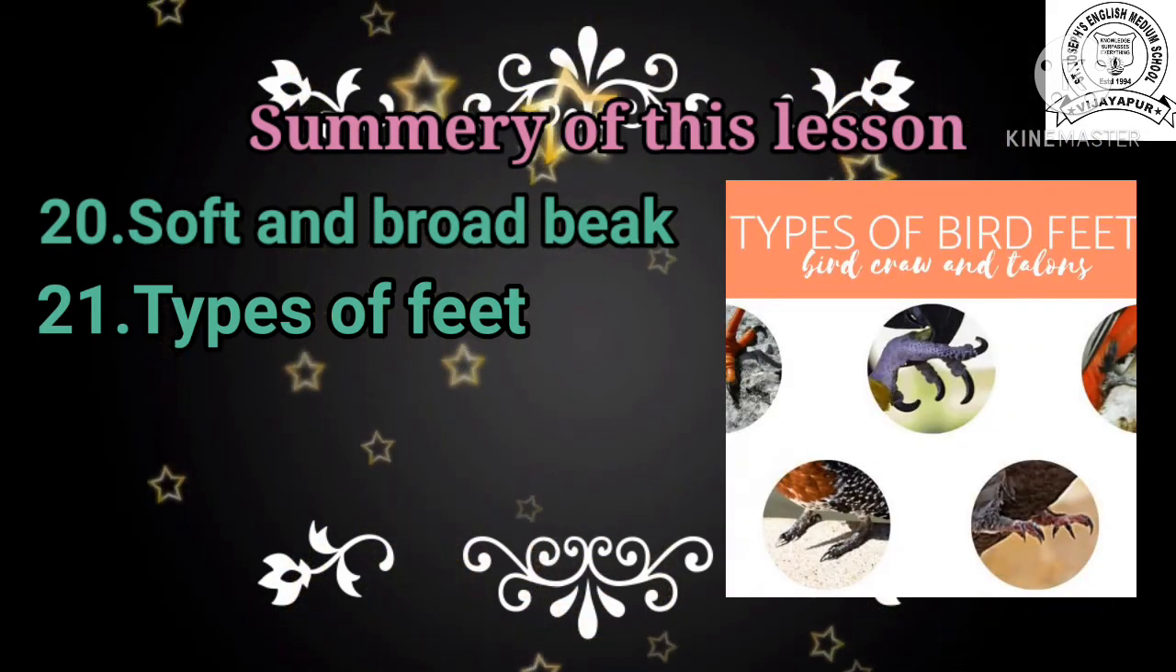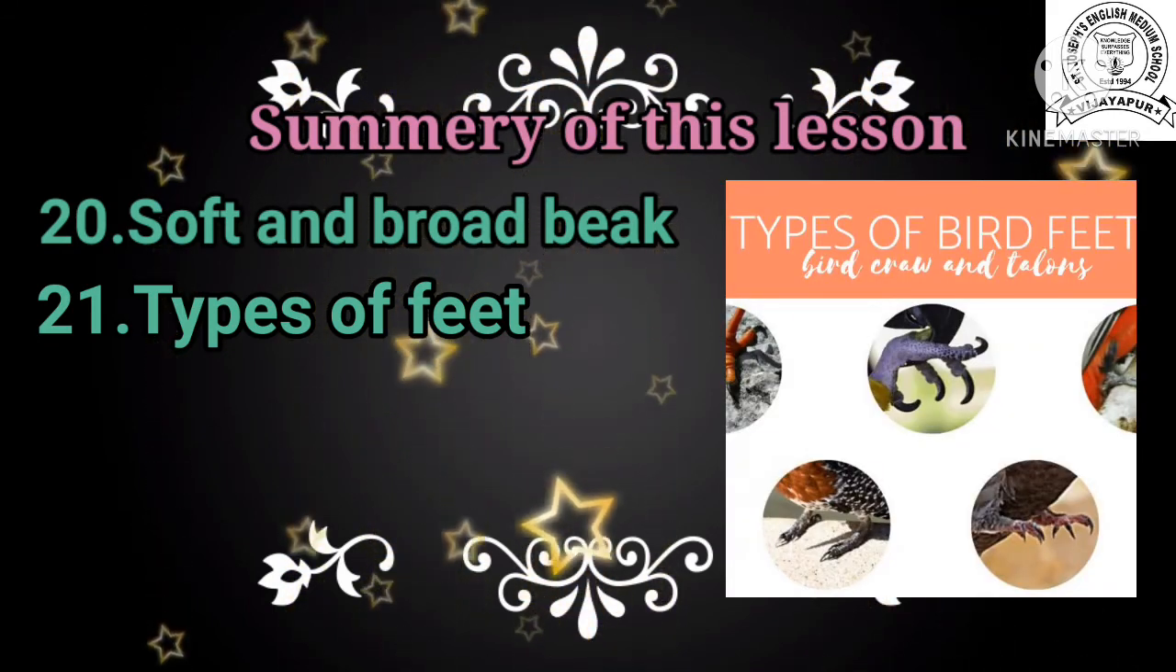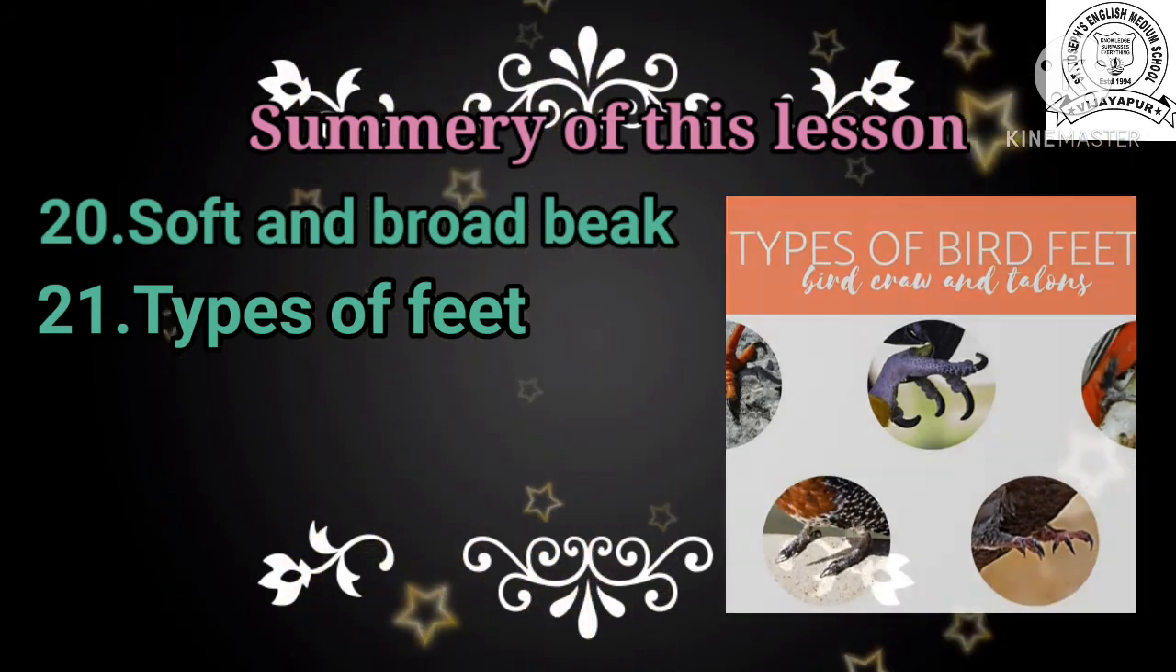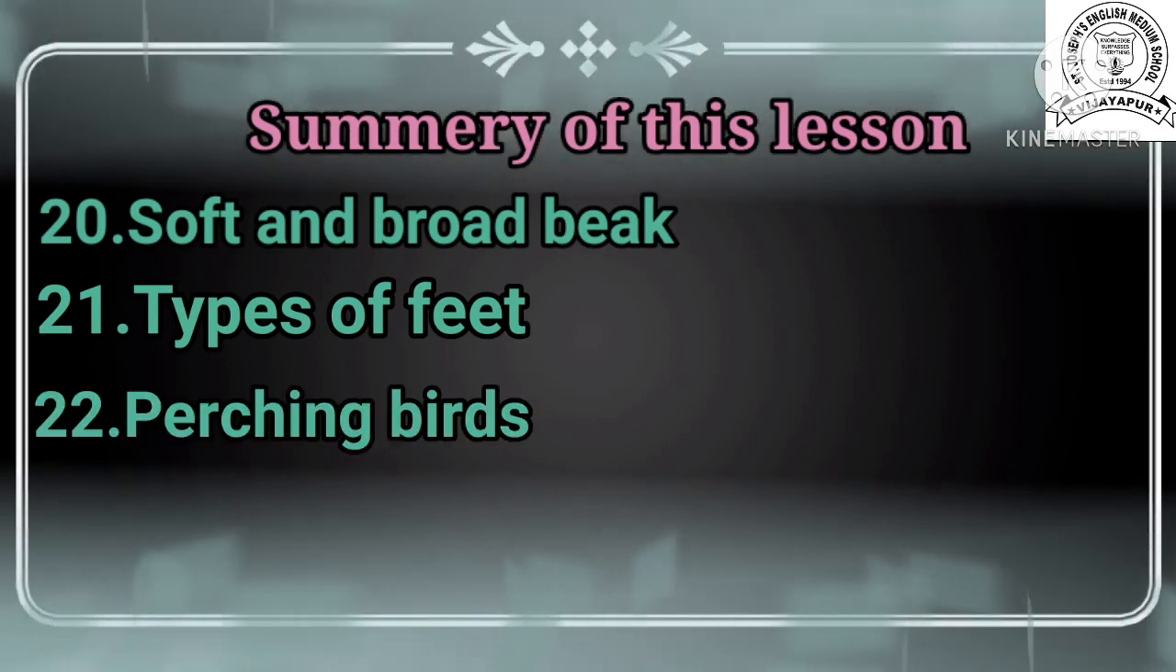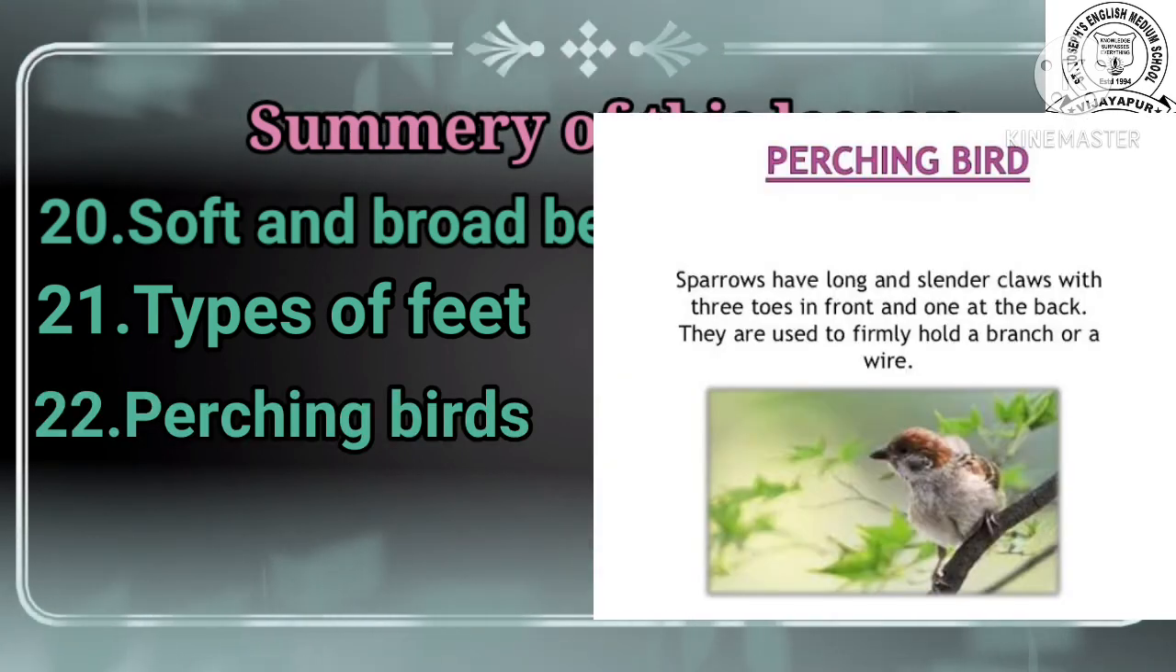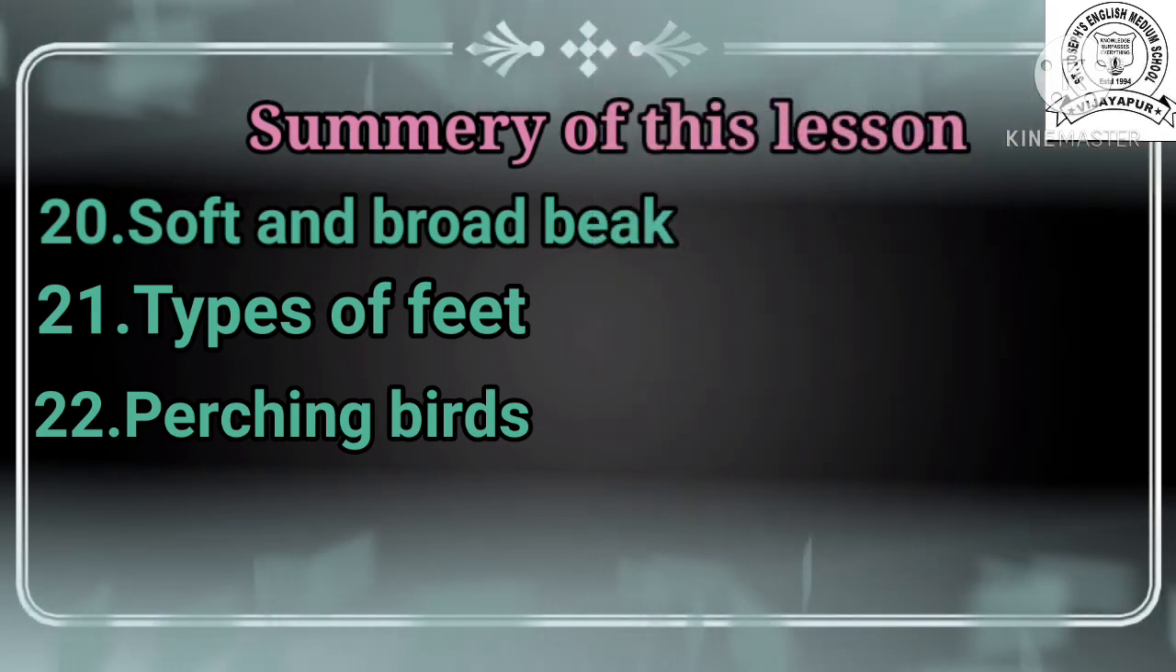So feet, all birds have feet, and there are 6 types of feet, and according to their feet there are 6 types of birds. The first one is the perching birds. Perching birds have 4 toes, 3 toes on the front side and 1 toe on the back side. By using their toes, they can hold the tree trunk very firmly, and even when they are sleeping, they cannot fall. It is present in sparrow, bulbul.